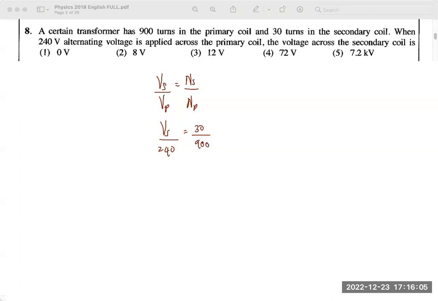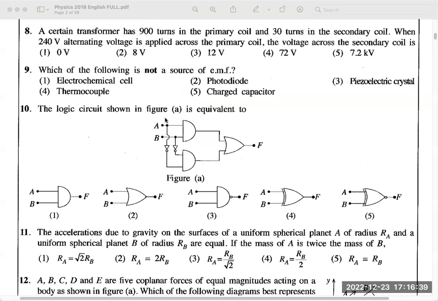Should be very simple. And let's quickly finish this off. 30 and 90 when you simplify, it's 1 over 3. 240 and 30 when you simplify, it's 1 and 8 here, right? So I think Vs is going to be equal to 8 volt. So the answer for this question has to be the second one. Pretty straightforward, this one. Done. Simple. So a simple question to start with, and then moving on to the next one.